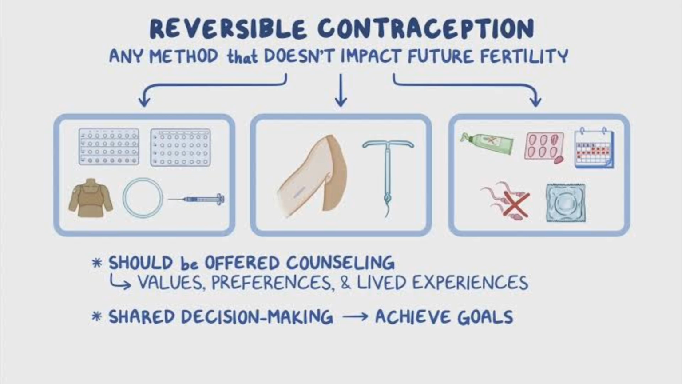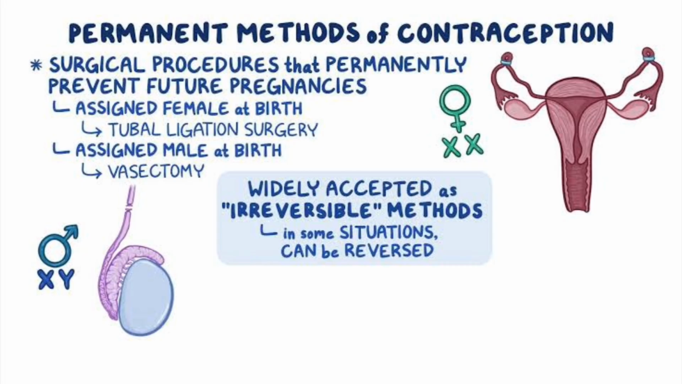In the irreversible method, once it is done, the couple will not be able to produce babies. These are contraceptive methods that permanently prevent pregnancy by sterilization. Sterilization can be done in both male and female individuals. It includes surgical methods.